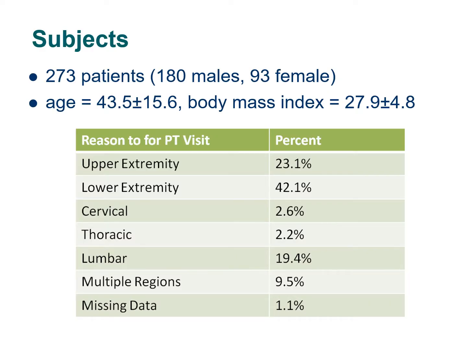In this particular trial, 273 consecutive patients were seen, the majority of which were male, average age about 44 years, and a body mass index of 28. And patients were primarily seen for impairments related to the lower or upper extremity, as well as impairments related to the lumbar spine.